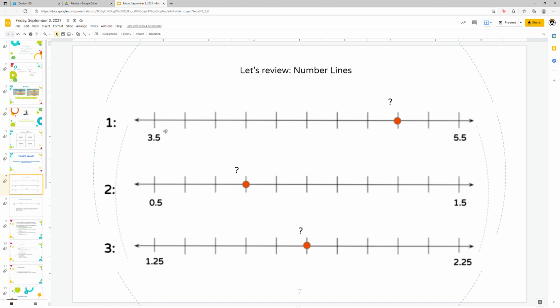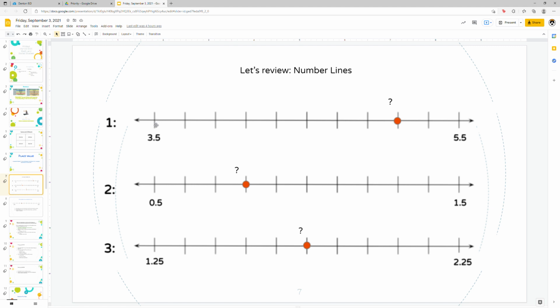Number 1. Number line starts at 3 and 5/10, ends at 5 and 5/10. So remember, always look at your starting and ending number. That means going from this spot to this spot, we've added two whole numbers. So let's see how many spaces we have. We've got 1, 2, 3, 4, 5, 6, 7, 8, 9, 10. So I've got 10 spaces or 10 sections. That means each one of them is actually worth 2/10, right?